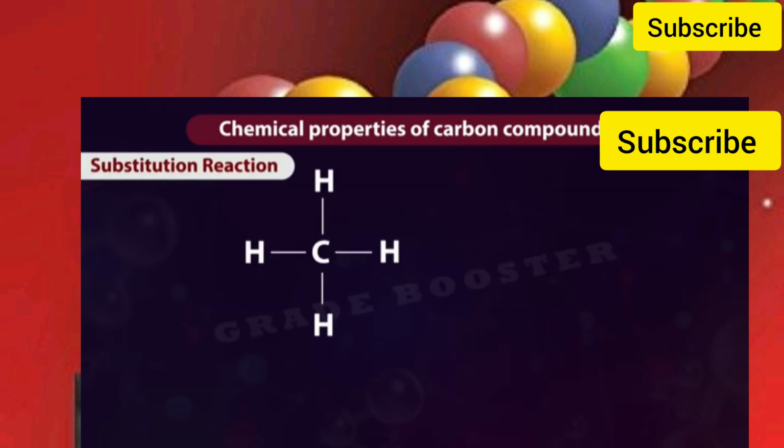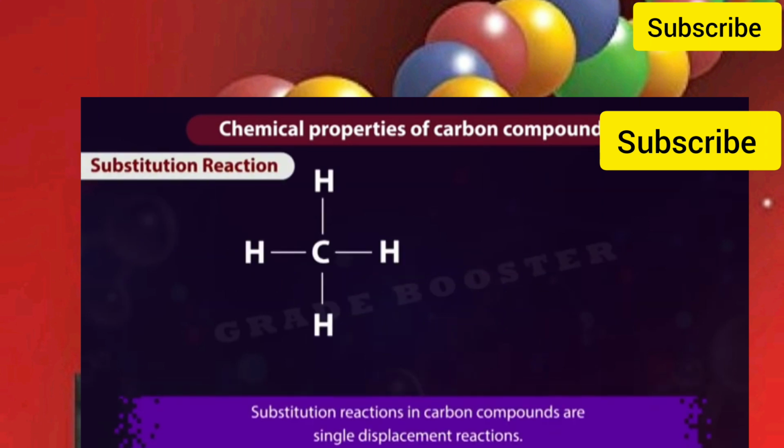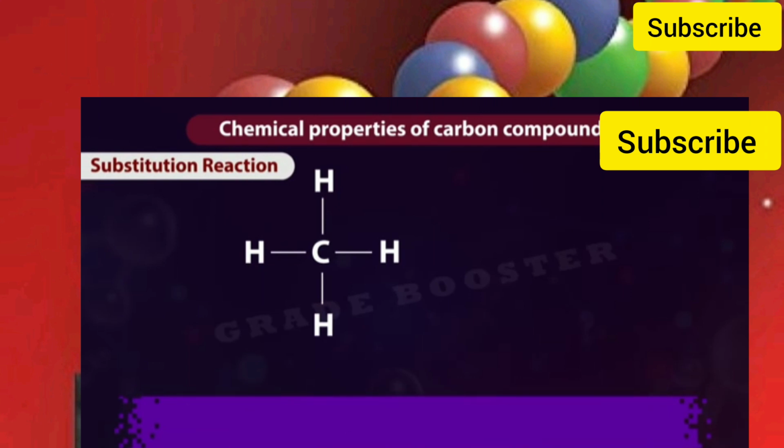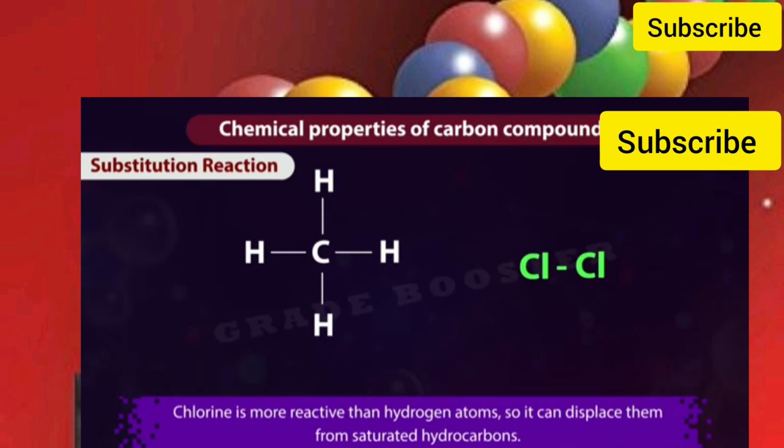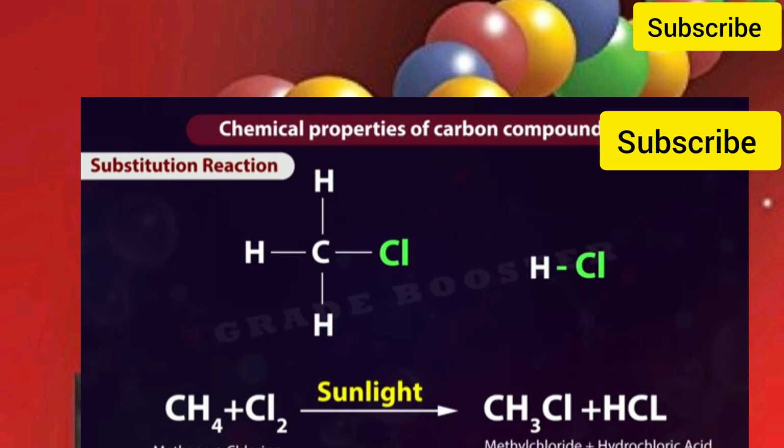Now, substitution reaction. Substitution reactions in carbon compounds are single displacement reactions. They occur when saturated hydrocarbons react with chlorine in presence of sunlight. Chlorine is more reactive than hydrogen atoms, so it can displace them from saturated hydrocarbons. CH4 plus Cl2 gives rise to CH3Cl plus HCl in presence of sunlight.